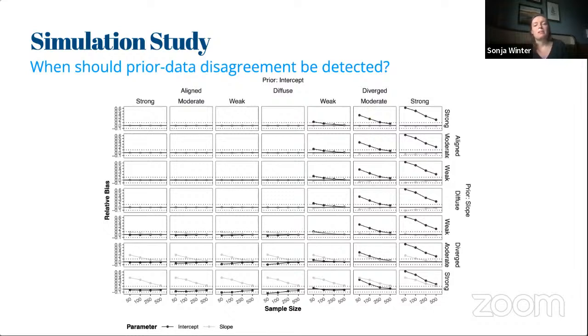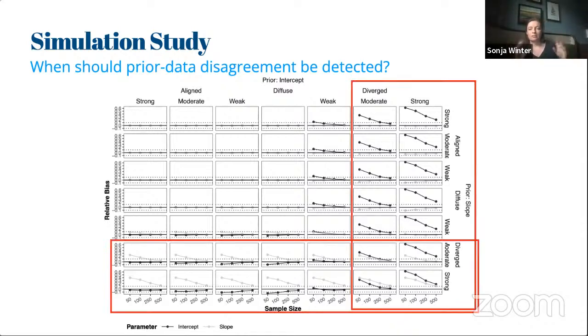Before looking at the 3 methods, I wanted to make sure whether we should even be detecting prior data disagreement, because if it doesn't affect our posterior estimates, then maybe it's just too much work and we shouldn't really put our efforts into that. And so for this talk, I'm just going to focus on the relative bias in the estimates. But in my research, I also look at the posterior standard deviation and those types of things.